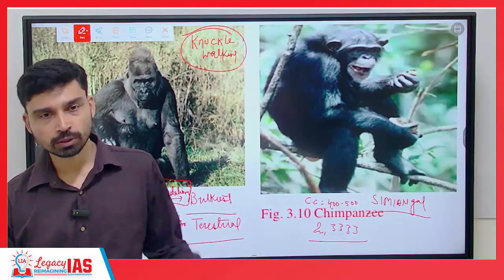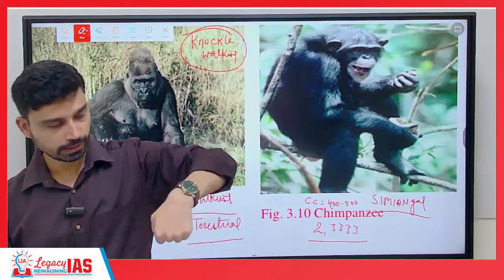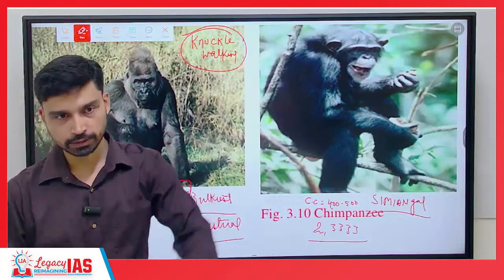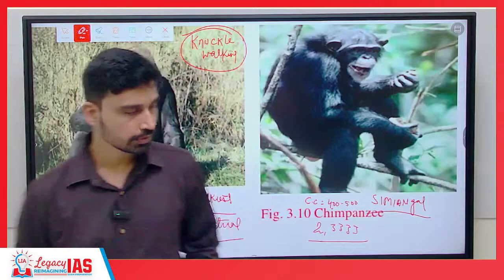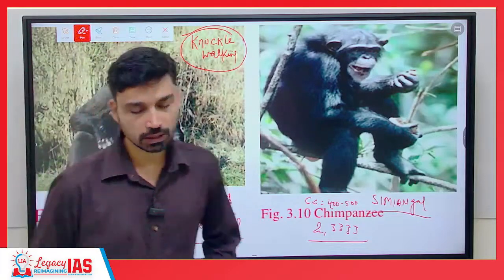Knuckle walking means what? They do not walk like this. They make their fist like this and they walk on this part. That is called knuckle walking. So that is the quadrupedalism, knuckle walking.